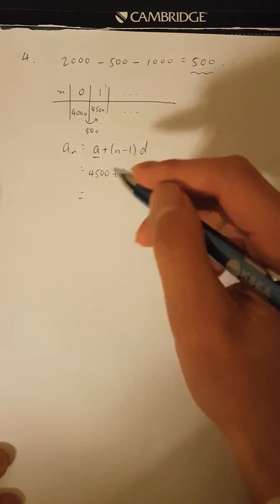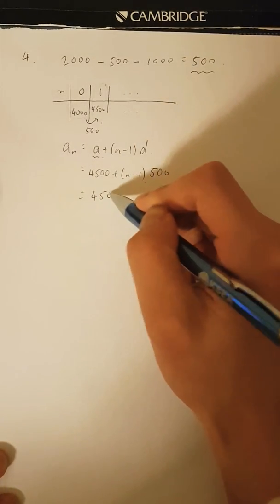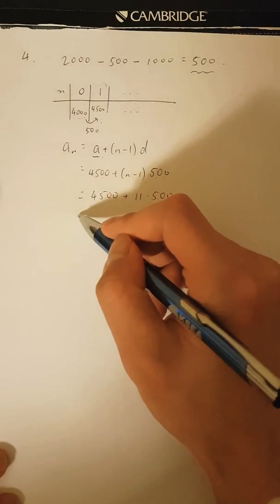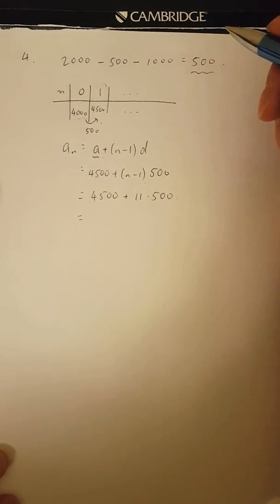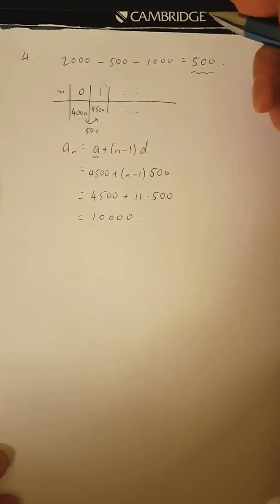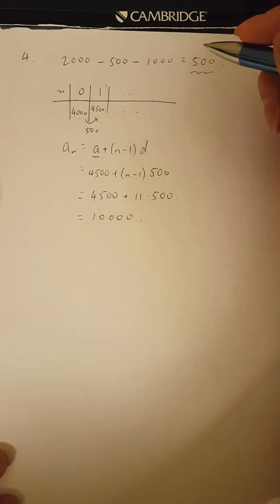All right, I mean, you can simplify this if you want, but all we're interested in is how much she's going to have in her bank account after a year or after 12 months. So we can simply just substitute n equals 12 in this formula. Then we're going to get 4,500 plus (12 minus 1), which is 11, times 500. And then if you actually calculate this number, you're actually going to get $10,000. So Jasmine's going to have $10,000 in her bank account after a year. Only if life was this easy.